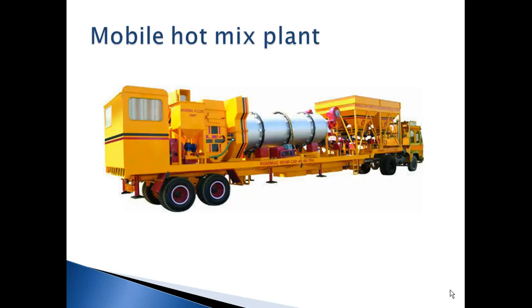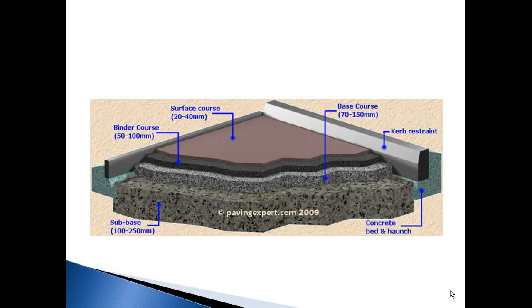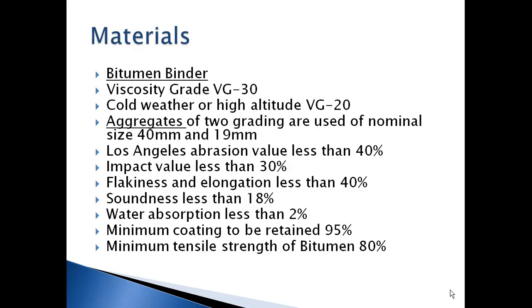And this is the mobile hot mix plant in which it is mixed. This is how the layers would be. We have a sub base, the base course, a binder course, and on top of it a surface course. The material used for this bituminous macadam is a bitumen binder which is having a viscosity grade of 30. In cold weather, the viscosity grade can be maintained at 20.